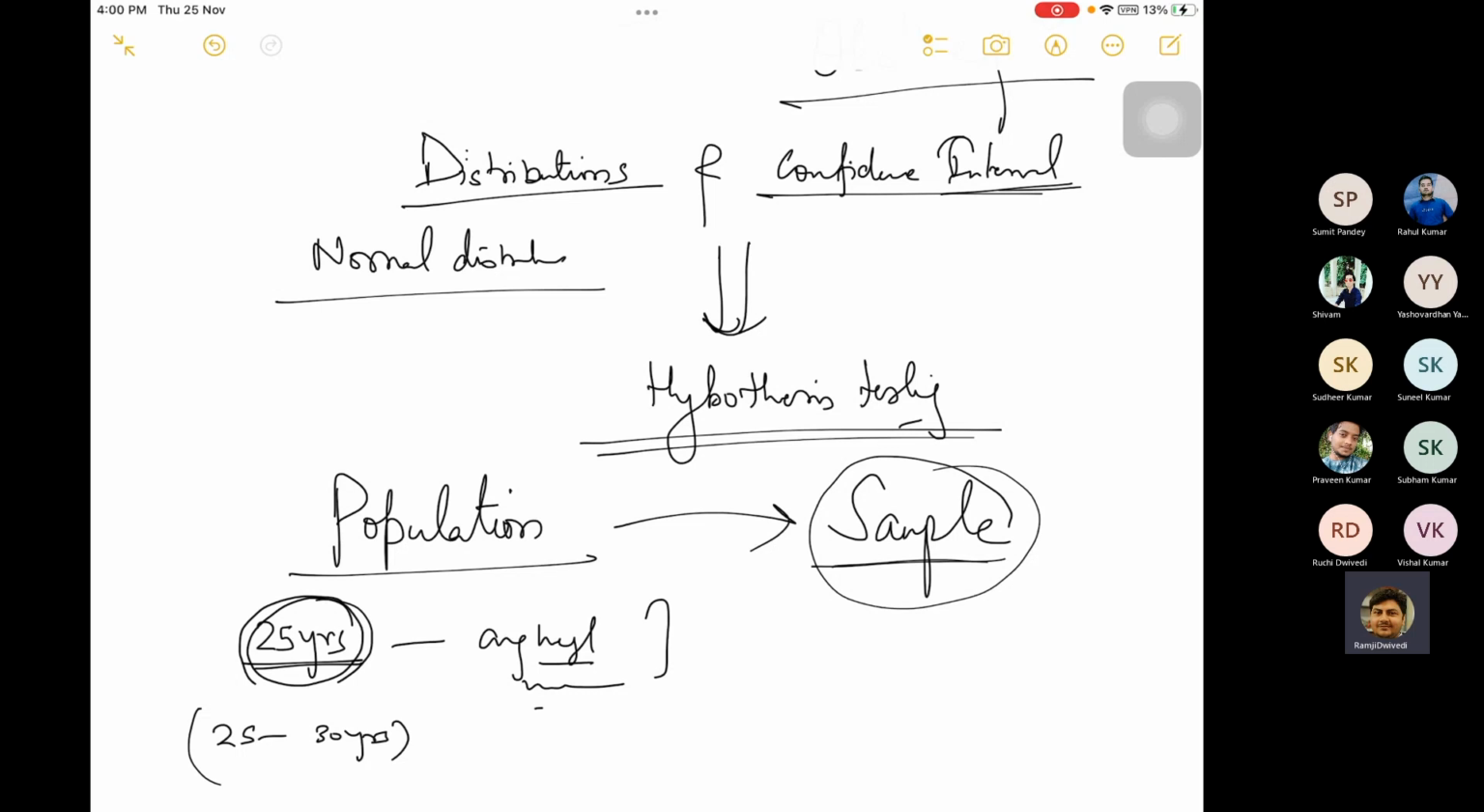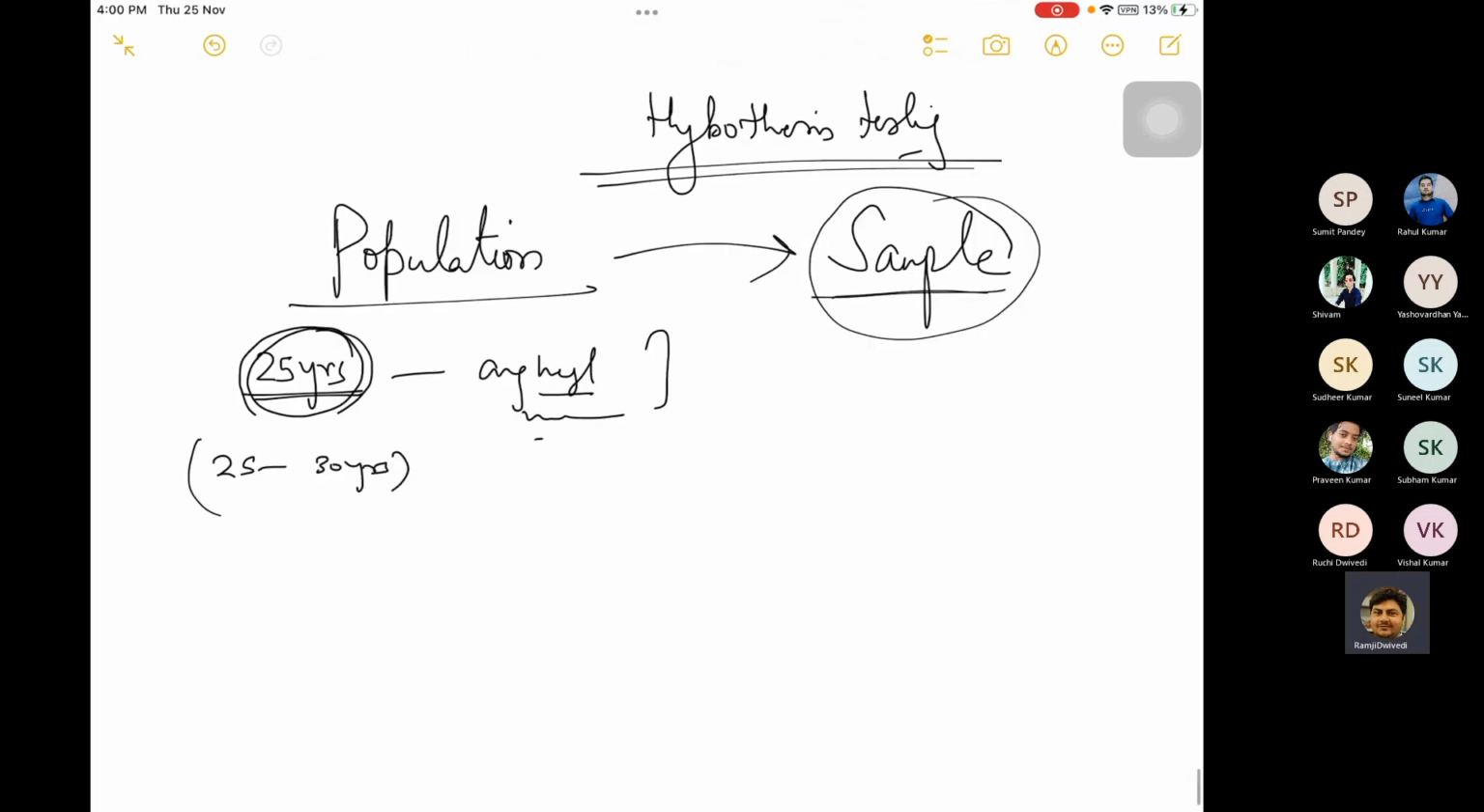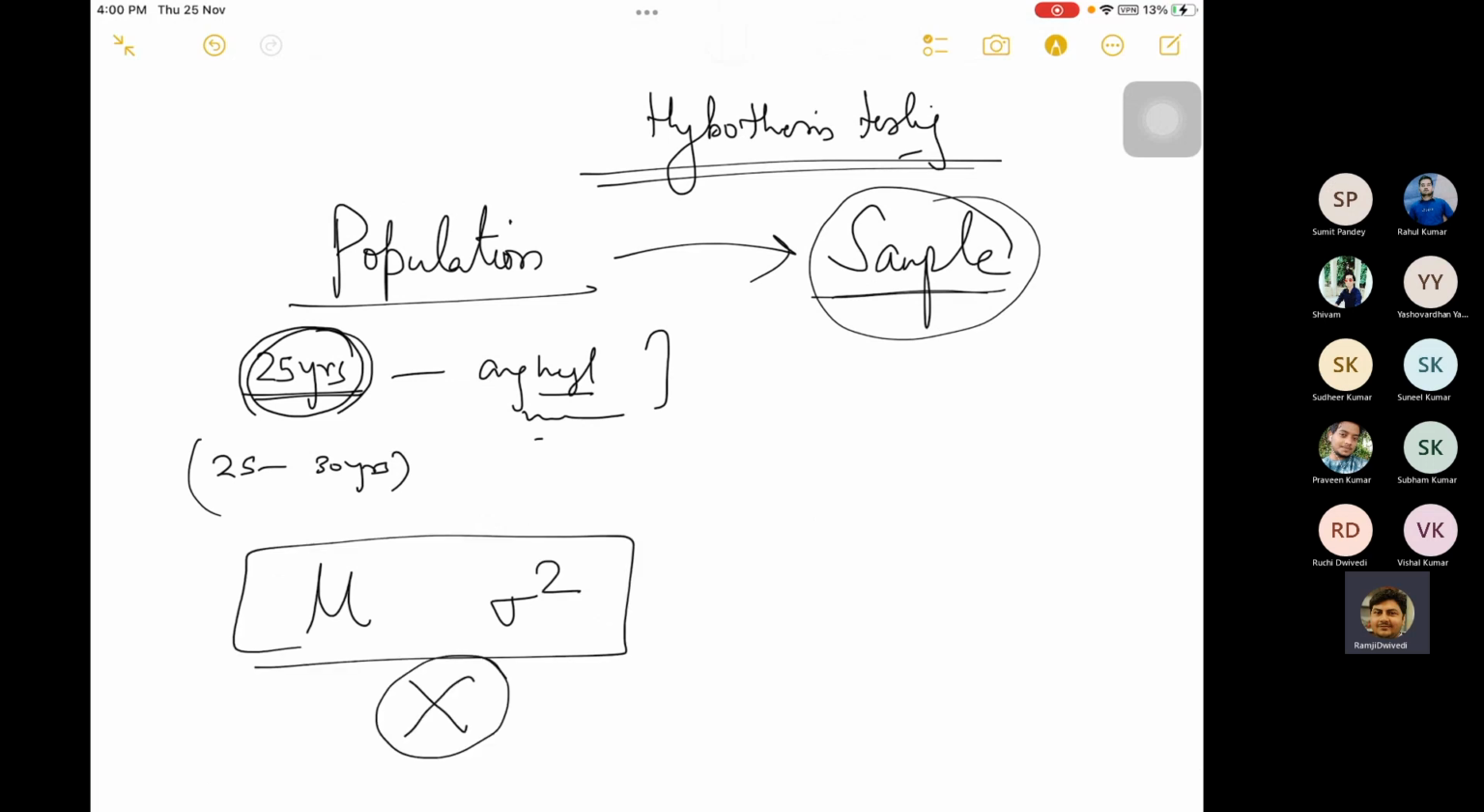The second thing is that as the size of the sample becomes very large, the mean and variance of the sample should be close to those of the population. That means if we have very large samples, then the mean and variance of those samples should approach the population. The population is represented by mu and sigma square. We do not know mu and sigma square. We do not have any idea. What we have is the sample mean and sample variance. These are of the sample.